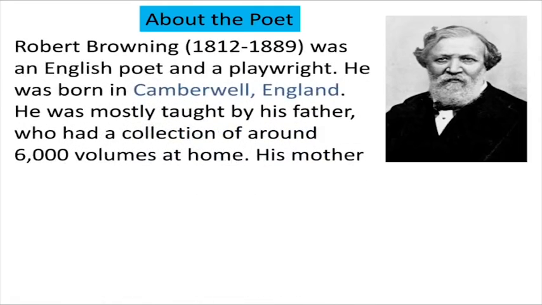Robert Browning was born in 1812 and died in 1889. He was an English poet and a playwright. He was born in Camberwell, England. He was mostly taught by his father, who had a collection of around 6,000 volumes at home. So his father had a collection of 6,000 volumes of various storybooks from which he taught Robert Browning.